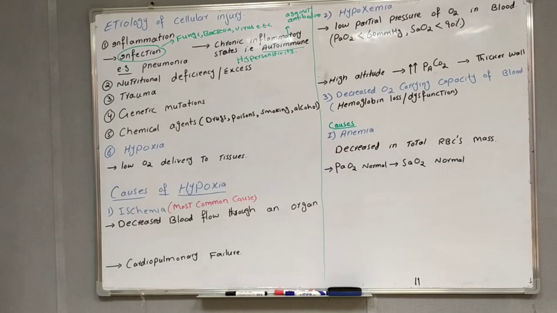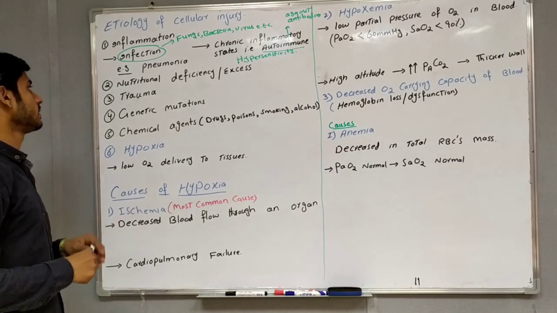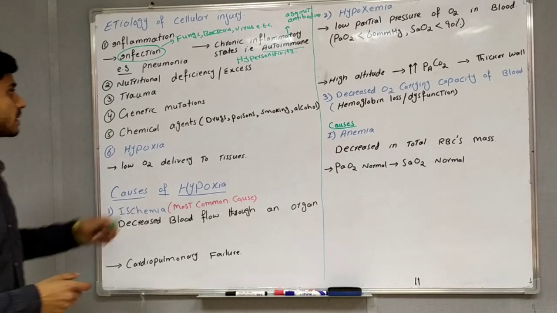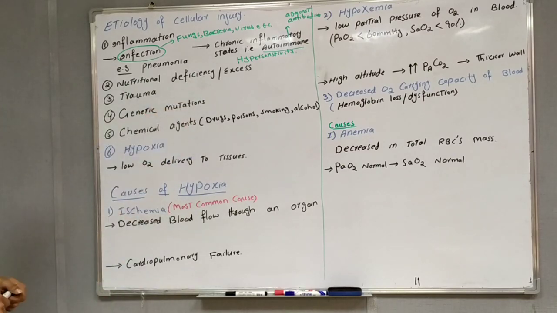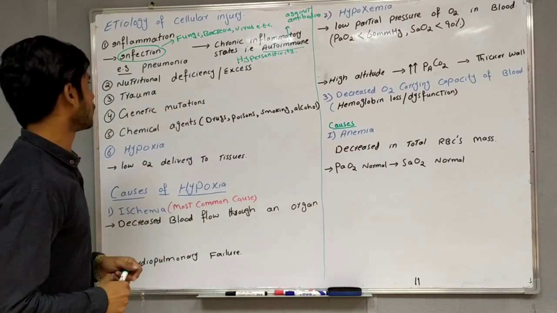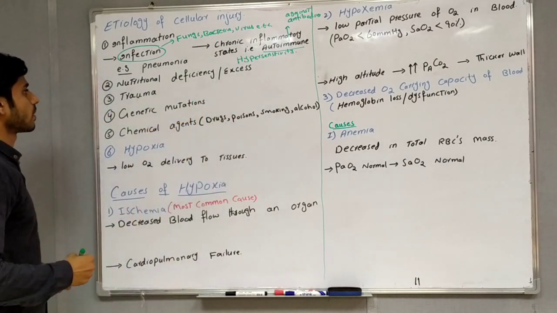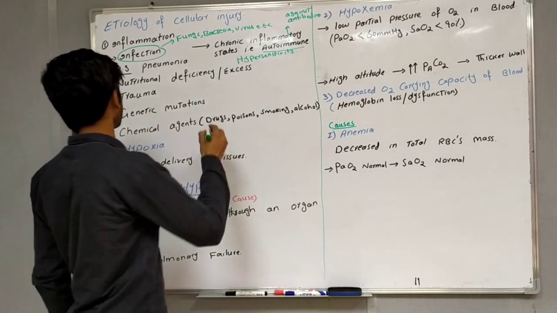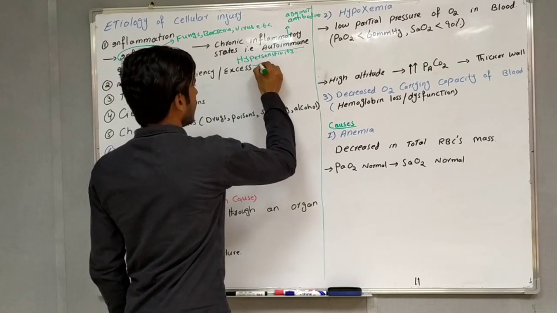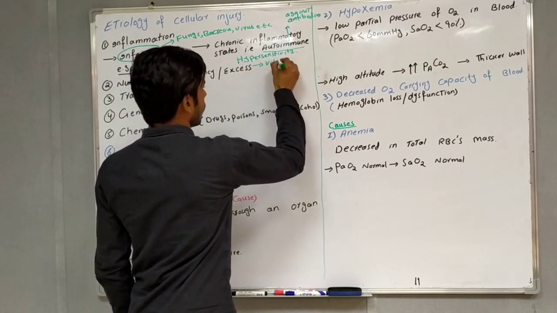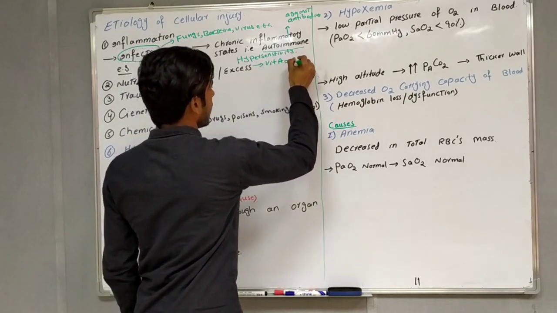The second etiology of cellular injury is nutritional deficiency or excess. That may be vitamins, maybe nutrients. So vitamins may be in deficiency, may be in excess, and because of this it can cause cellular injury. Let's suppose I would like to give an example: vitamin A deficiency will cause night blindness.